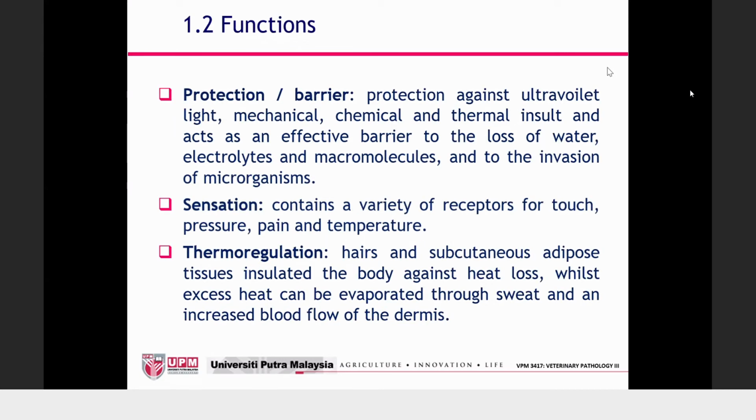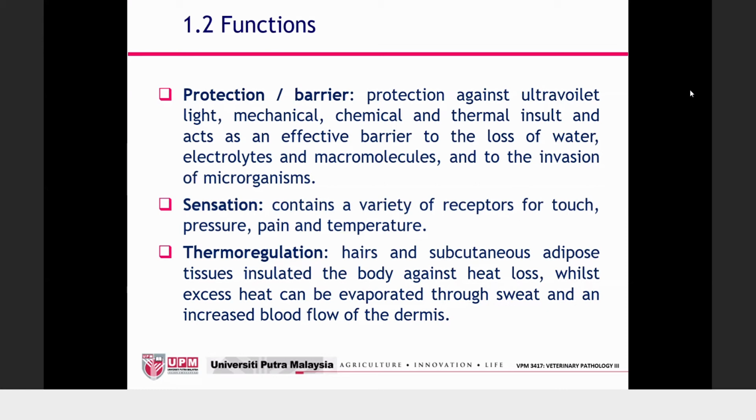So what are the functions of the skin? Skin, first of all, serves as a protection or barrier against ultraviolet light. This is mainly from the presence of melanin in the skin. Okay, and it also protects from mechanical insults, maybe like when somebody tries to hit you, for example, even traumatic. So mechanical, chemical, anything very caustic like acid or alkaline, thermal insult, definitely if you touch something hot, for example, or something very cold.